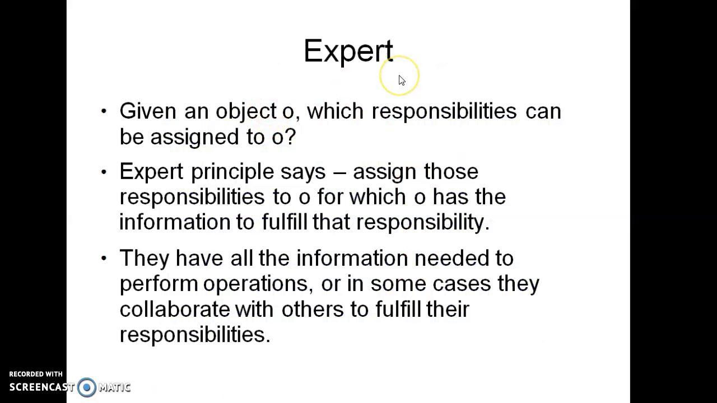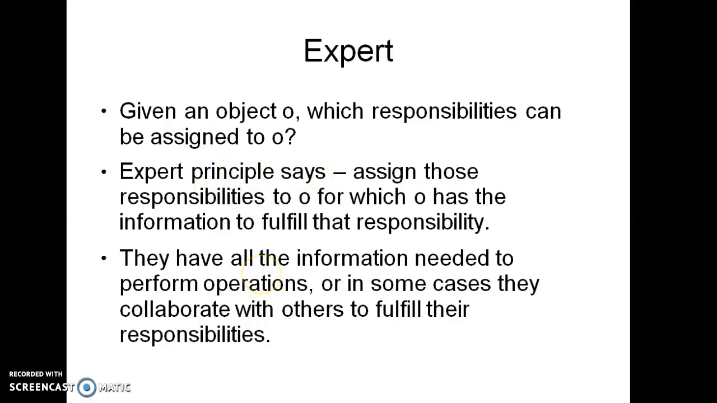Next is the expert, which we can also call the information expert. If there is a given object O to which a responsibility is assigned, the expert principle says to assign those responsibilities to O for which O has the information to fulfill that responsibility. So who is the information expert? Who has some responsibility and has the information to fulfill that responsibility is your information expert. If O has a certain responsibility, say XYZ, then O should have all the information about XYZ. That is your information expert.